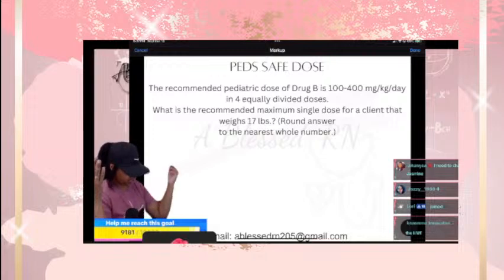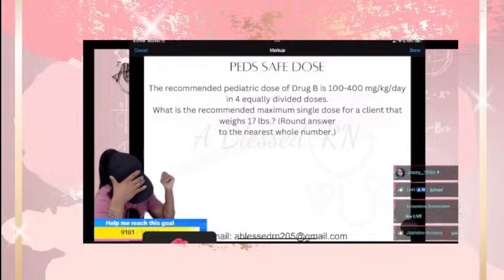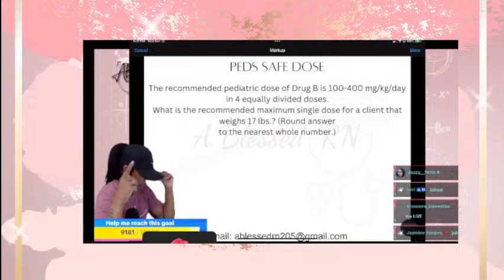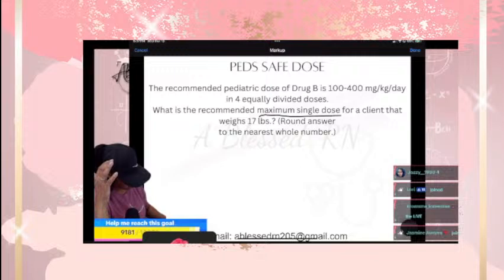All right. So, peds safe dose. Here you go. The recommended pediatric dose of drug B is 100 to 400 milligrams per kilogram per day in 4 equally divided doses. What is the recommended maximum single dose for a client who weighs 17 pounds? And we're going to round our answer to the nearest whole number. So what is this question asking us? It's asking us how much can they get in one dose, okay?